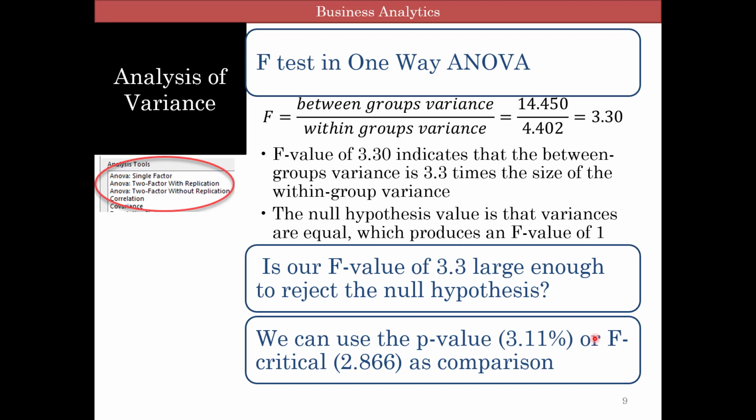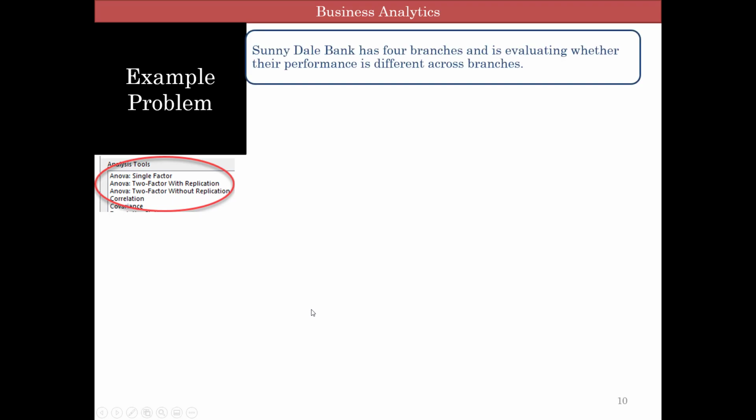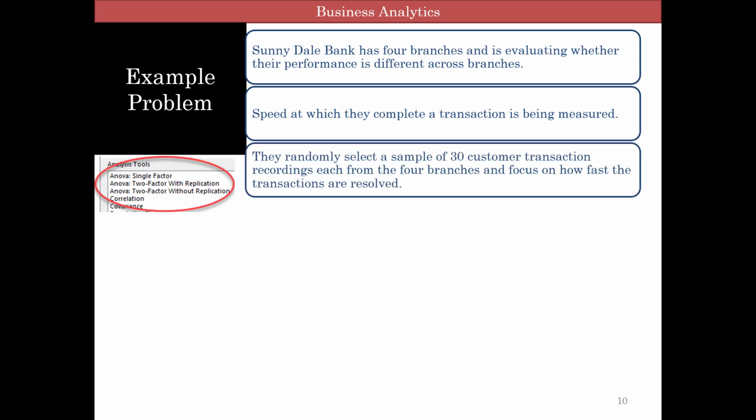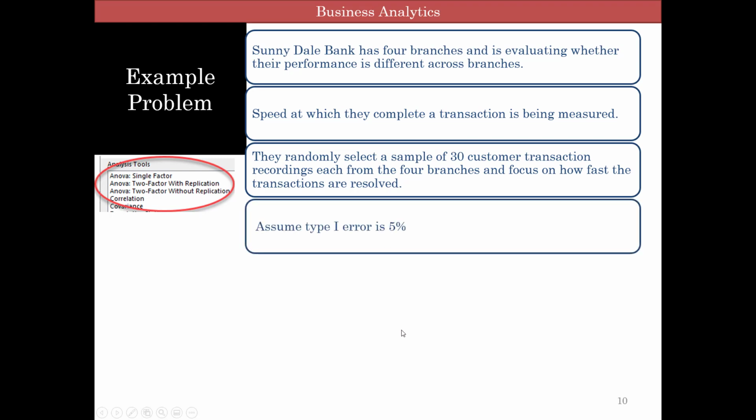So now let's take an example and see how we're going to do this in Excel. So here is an example. We have Sunnydale Bank has 4 branches, and they're evaluating the performance across different branches. Now, the speed at which they complete a transaction is being measured, and that's what's in your Excel file. They randomly select a sample of 30 customer transaction recordings from each of the branch and focus on how fast the transactions are resolved. And they assume type 1 error is 5%.